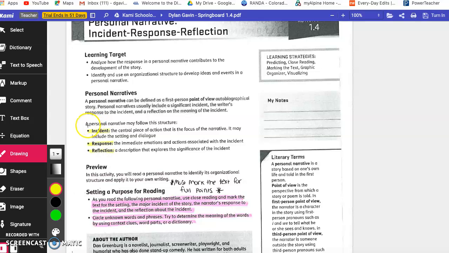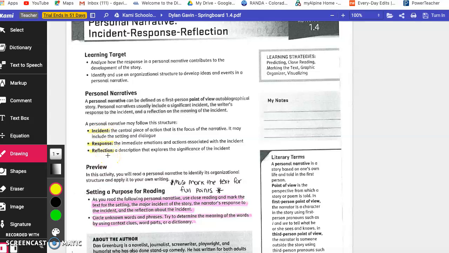A personal narrative may follow this particular structure. An incident, which is a piece of action that is the focus of the narrative. An incident, what causes the entire story? Something happens that makes the entire story move and go forward. There is always an incident in a narrative. And then a response. What is the response to that particular incident? The immediate emotions and actions associated with the incident. What response is triggered from the incident?